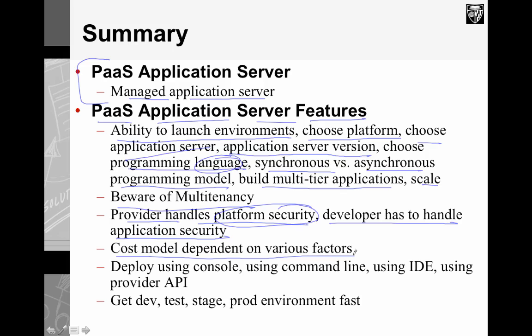Cost model depends upon various factors. We looked at that. And you are able to deploy your application using the console, command line, IDE, provider API, different mechanisms to deploy your application. And you should be able to get dev, stage, prod environments very, very fast. You should be able to launch these environments really, really fast. So these are the requirements for a PaaS application server.